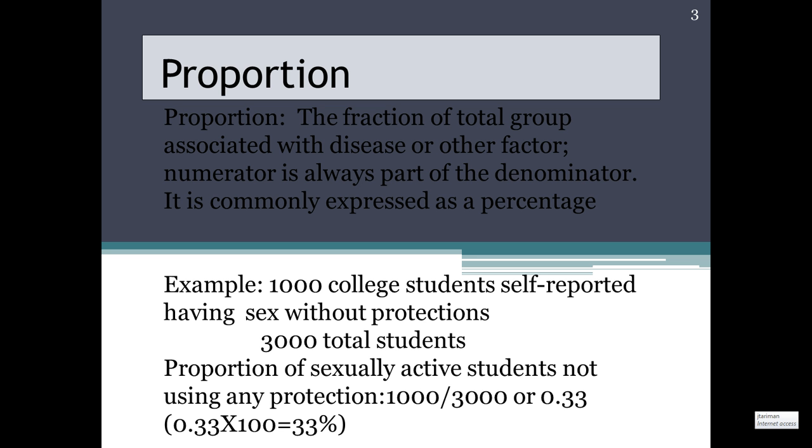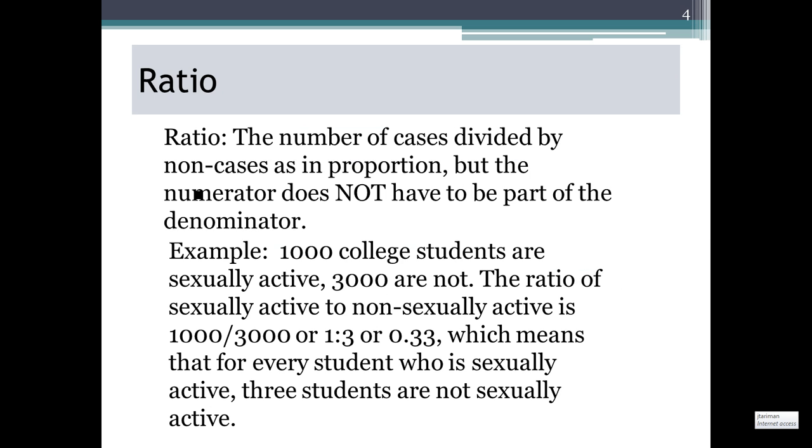Below the slide, you'll see an example: if 1,000 college students self-reported having sex without protection, and there were 3,000 total students in the report, then the proportion of sexually active students not using any protection is simply 1,000 divided by 3,000, and that is 0.33. And since we report proportion in percentage, we multiply that by 100, and you get about 33% of college students who are self-reporting having sex without protection.